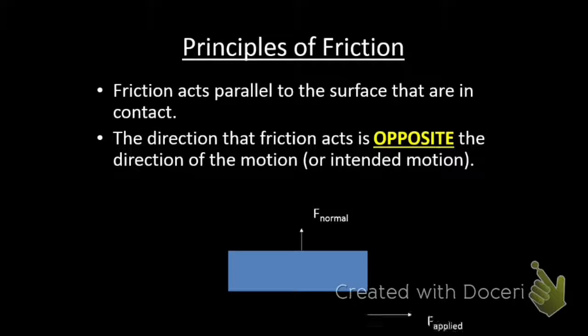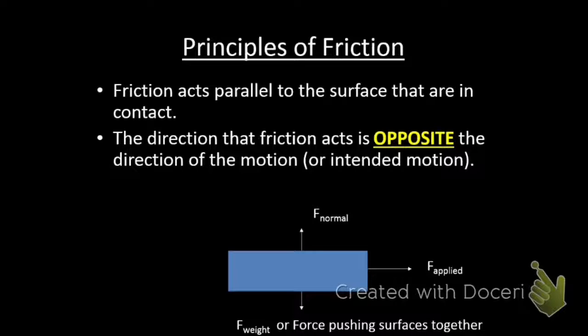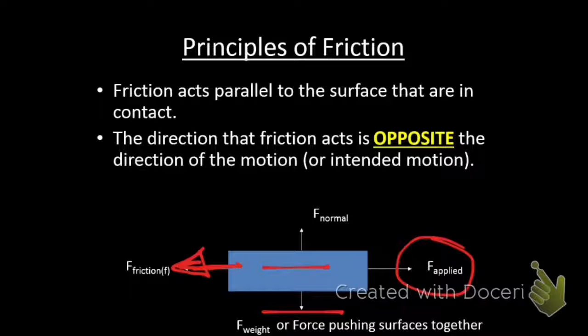So here is an object. It's got a normal force acting on it. You push it to the right, and we want to understand how it's going to move. Well, there's going to be a force that holds the surfaces together, or the weight of the object, and which direction is friction going to be? So it's going to be parallel to the surfaces that are in contact and opposite the direction of the applied force. So that is going to look like this. Again, parallel to the surfaces, so it's this way, and opposite of the applied force, so my arrowhead goes that direction. And that's how you're going to find friction.